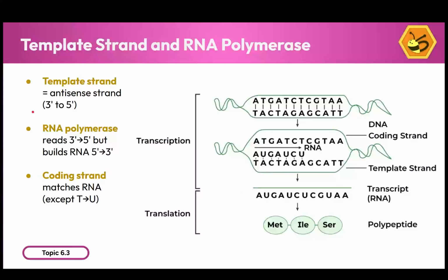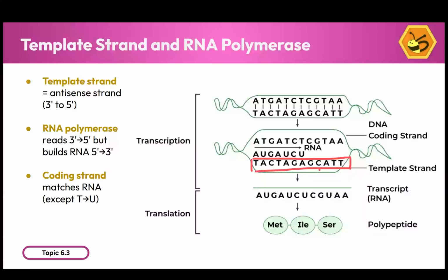So, here's the step-by-step. During transcription, RNA polymerase only uses one strand of DNA. This is called the template strand. And here's the template strand right here. And here's what I mean by template strand. The template strand, also called the antisense strand, is the strand that an RNA molecule is made based off of.